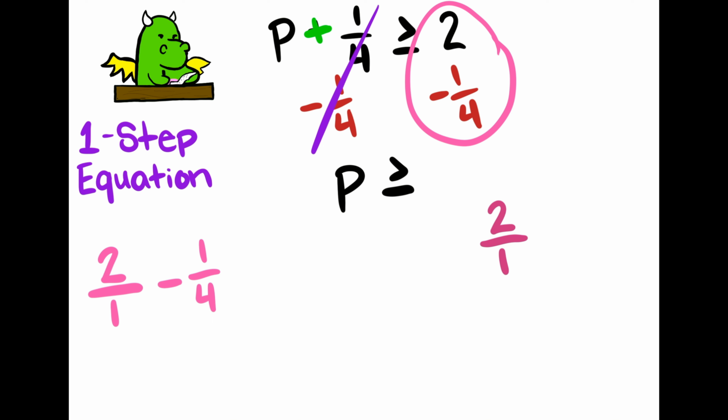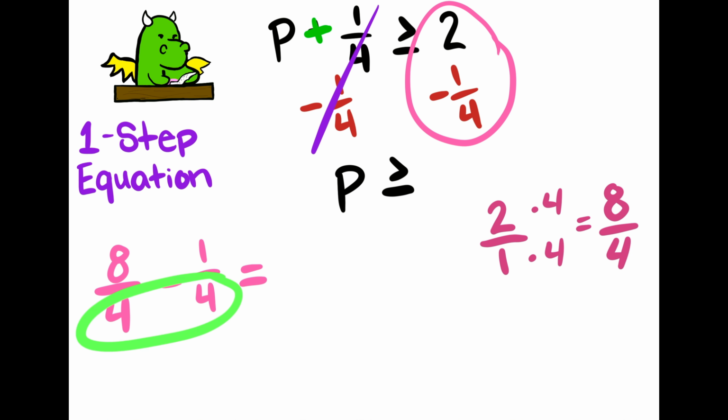Our next step is to get a common denominator, and we know 1 goes into 4 times. We will multiply the top and bottom by 4, which gives us 8/4. 8/4 minus 1/4. We keep our denominator and subtract the numerators, which gives us 7/4.